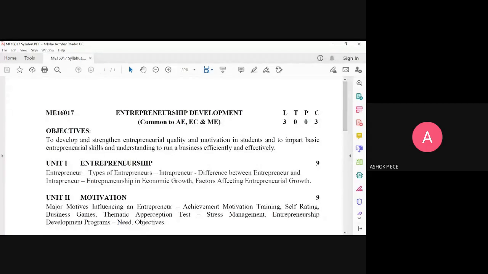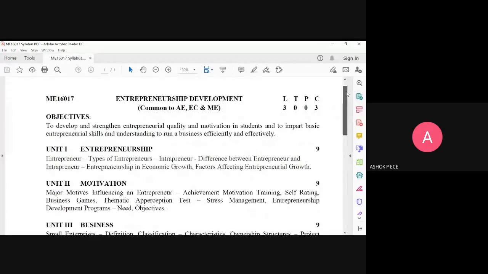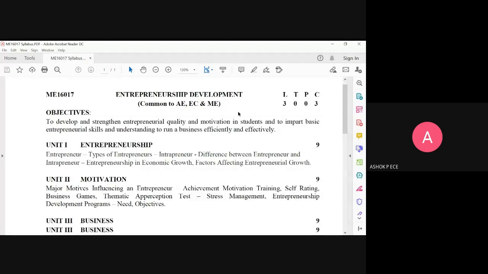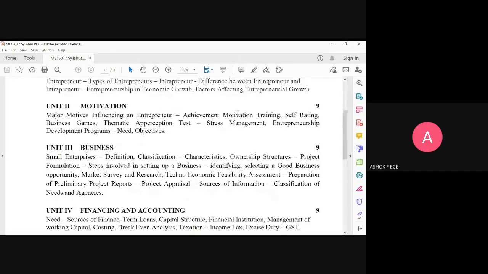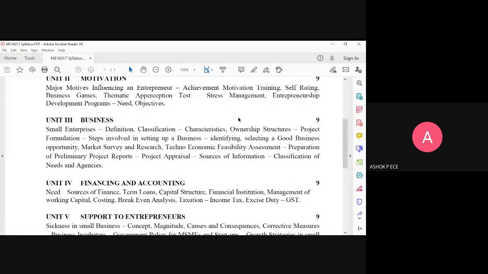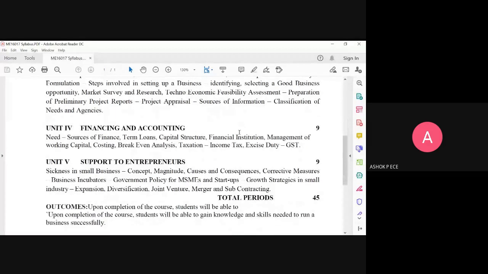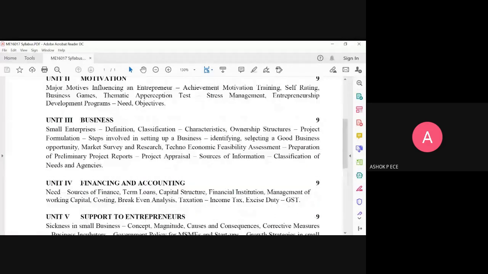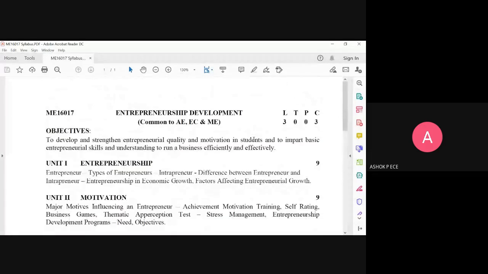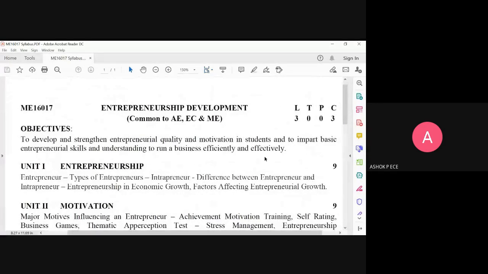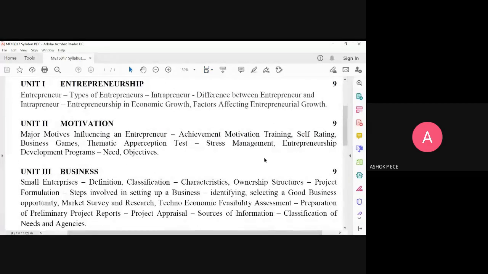In case you are going to become an entrepreneur, this paper will help you understand the basics of entrepreneurship development, what an entrepreneur is, and how to motivate yourself to be an entrepreneur, what types of businesses you can start, how to finance and account your business, how to do an audit, how to break even, how to maximize your profits, and last, support to entrepreneurs. We are going to see how the government is giving support to budding entrepreneurs, and in what way the government is changing its industrial policy so that entrepreneurs are developed in society.